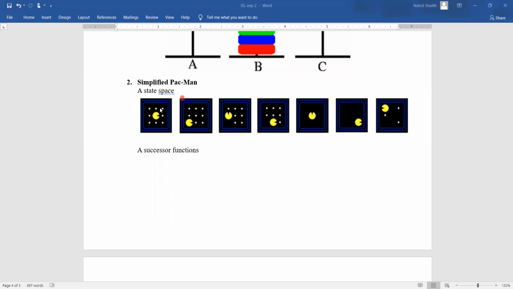This is a state space. You need to define the state space. So these are all possible states. There can be many more. I have only given the example of this many. You can draw many more of these, right?